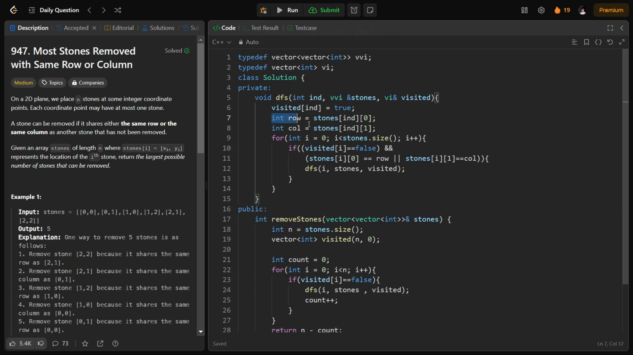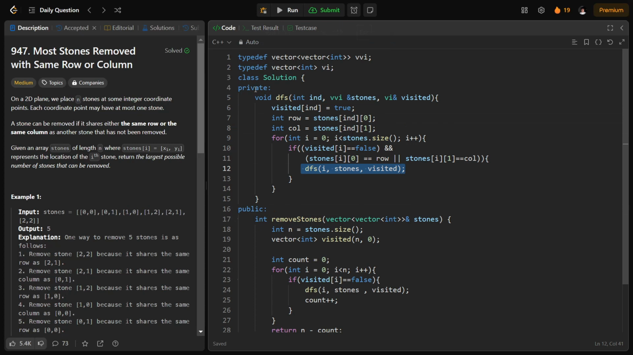And so what I do is I get the row and column of this current stone. I mark that stone as visited. I get out the row and column of the stone. For the remaining number of stones, I see if it is not visited. So if not visited, that means the stone is still present on the grid, but at the same time it shares a row or a column with a different node, a different stone. If it shares a row or column with a different stone, that means it is a part of the same island, so I call a DFS on that node.